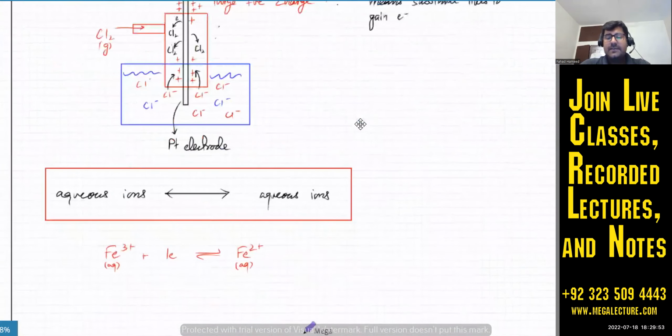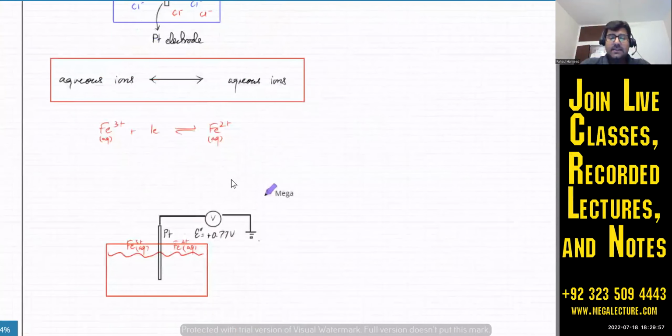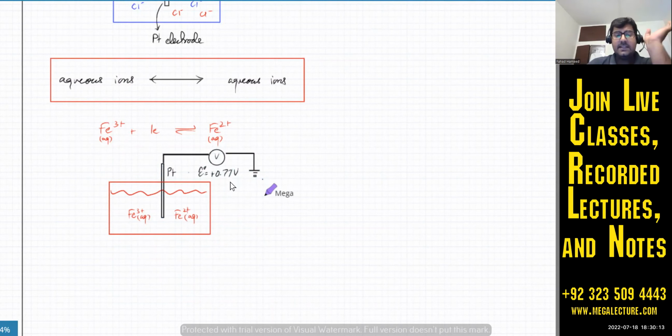And then there's a third type of electrode. Maybe the equation only has aqueous ions. In that case, the aqueous ions would be in the solution and the platinum electrode would be dipped into it. Whatever happens, the potential will build up and that will give you an idea of what's going to happen. Okay? You clear it? Three types of electrodes. Is that clear? We're going to practice this a lot more. But is this part clear?